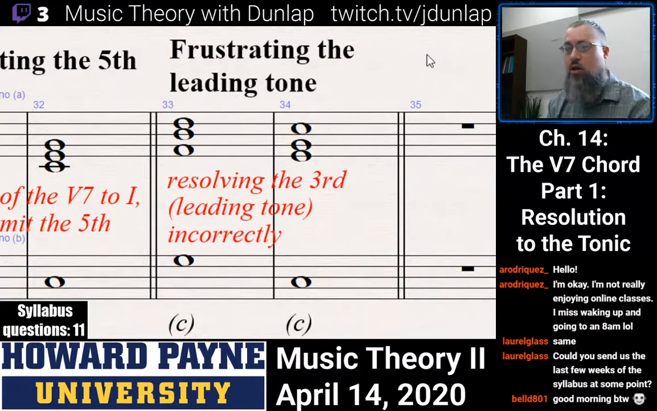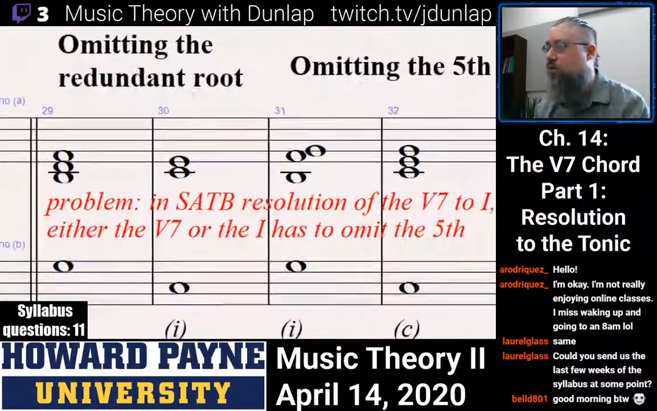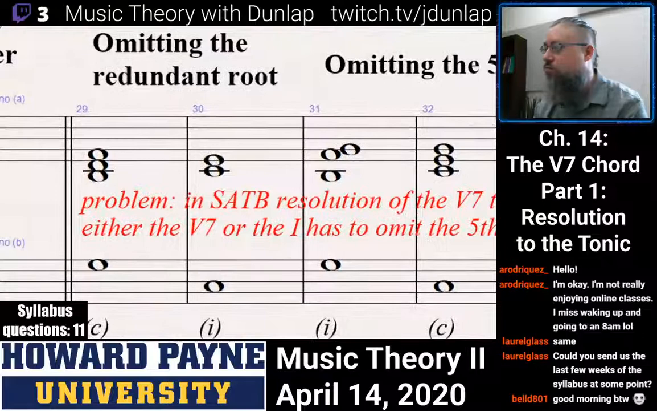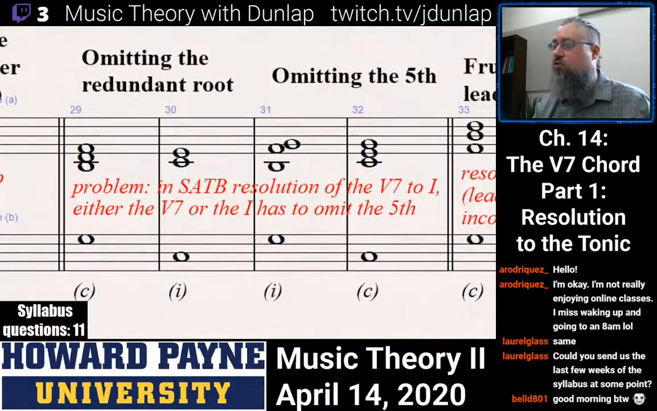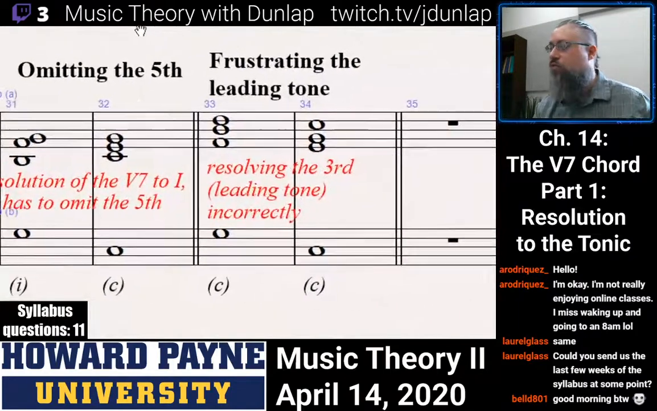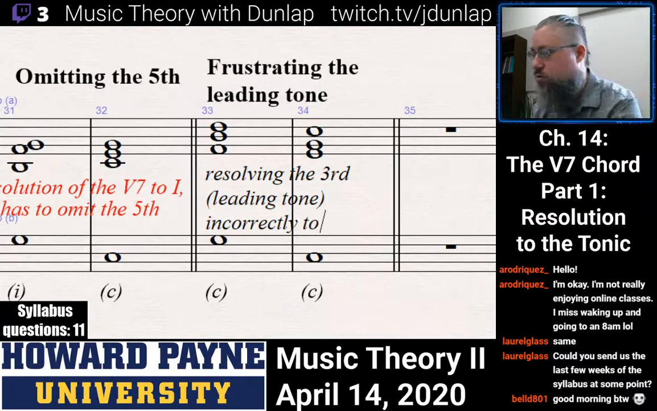We can always have an incomplete voicing to a complete voicing, or a complete voicing to an incomplete voicing when we resolve a 7th chord. That is not a problem. It is just a less complete way of voicing a chord. However, if it is a problem to you individually, then this is how you avoid the problem. You frustrate the leading tone. We're resolving the third, the leading tone, incorrectly to 5.